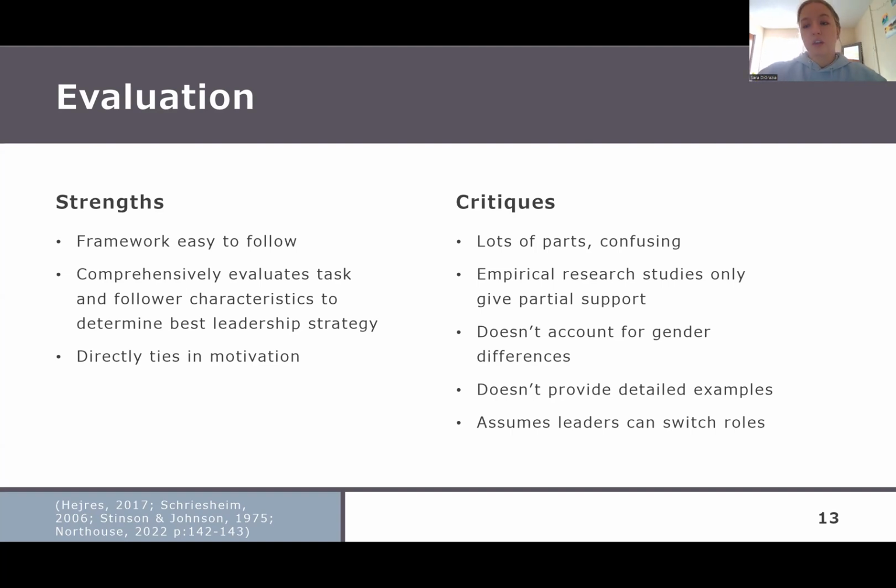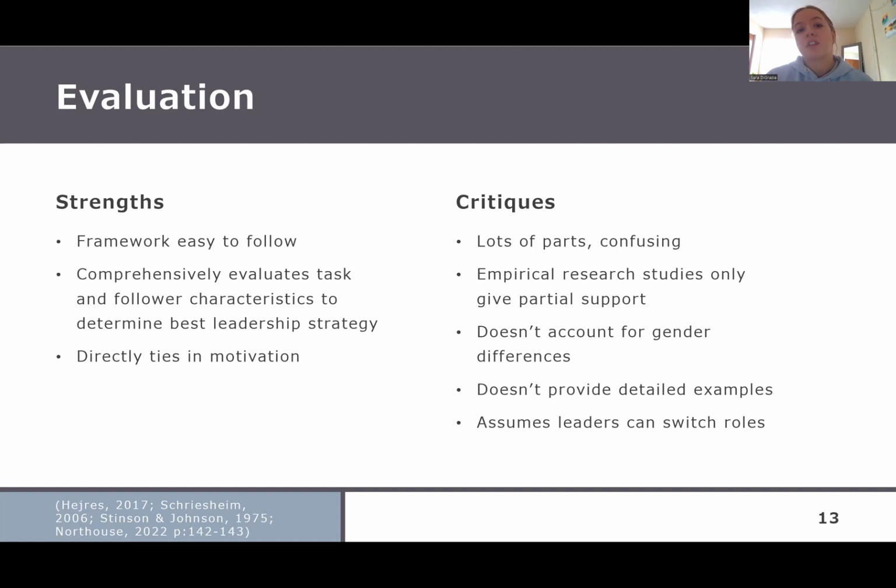So I already talked about this, but you're looking at your followers and the work that they're doing to decide which leadership you should do. So it's just very reflective, which is a good skill to have as a leader, not just pick whatever leadership style you're best in and force everyone to thrive under that. And then lastly, it directly ties in motivation. So again, as we talked about earlier, with how well capable you think you are of completing a task, these different leadership behaviors can directly motivate you.